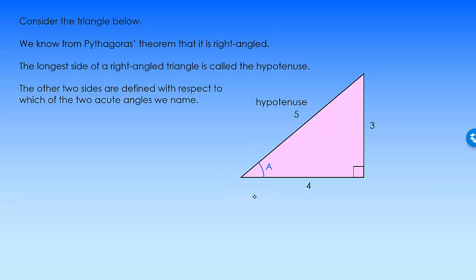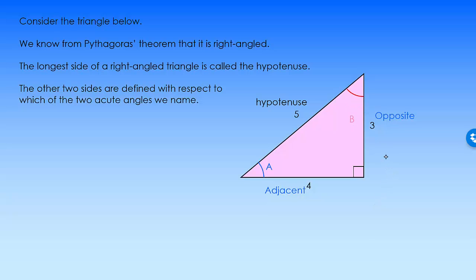With this as my named angle, this side is called the opposite. Note how it is opposite A. This one here is called the adjacent. Adjacent is a word that means near to or next to. And note how the A is here and the side we call the adjacent is next to the angle A.